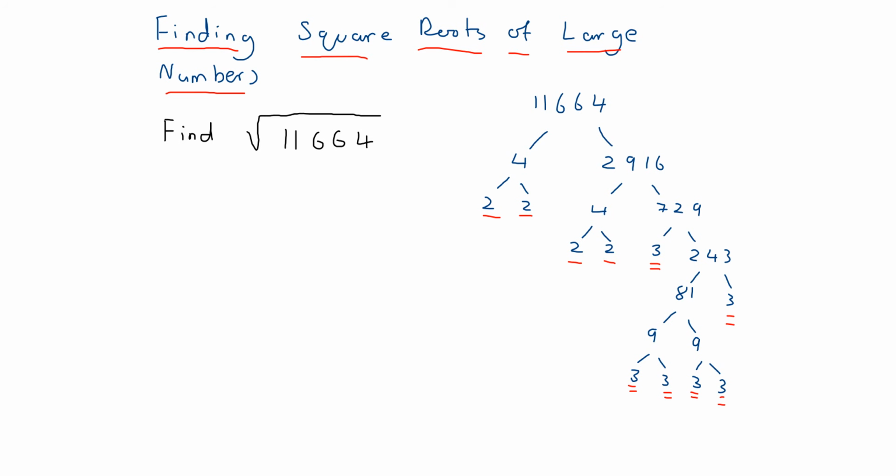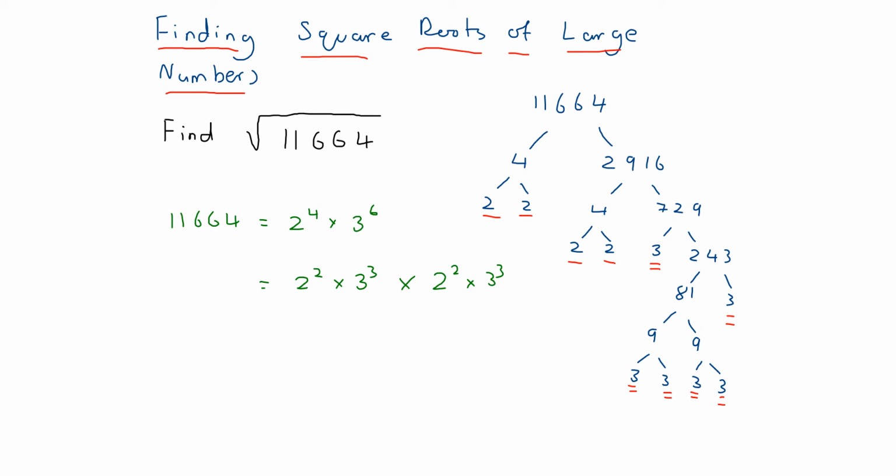So I know my prime factorization looks a bit like this. 11,664 equals 2 to the power of 4 times 3 to the power of 6. Now I'm going to break this up into 2 equal parts. So my 2 to the power of 4 can be like 2 squared and times 3 to the 3. But then I'm going to have another one of these: 2 squared times 3 to the 3.